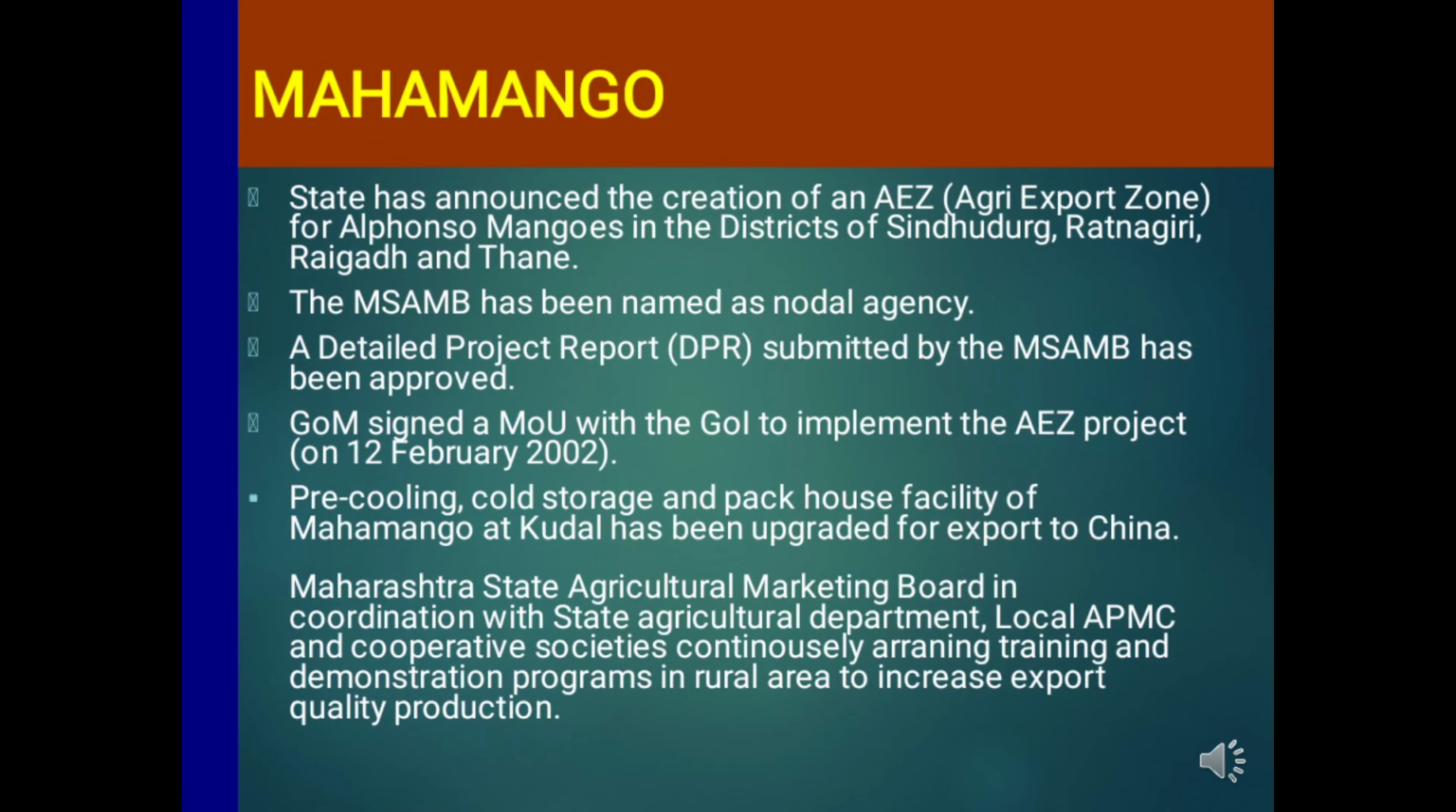Next we see about Maha Mango. The state has announced the creation of an Agri Export Zone in the district of Ratnagiri. A detailed project report submitted by the MSAMP has been approved. Pre-cooling, cold storage and pack house facility of Maha Mango at Kudal has been upgraded for export to China.